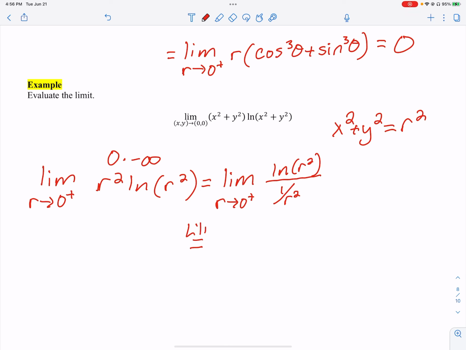Now, I can use L'Hopital. The limit stays. I haven't taken that. Please do not drop it. I will count off. We do get a chain rule for this. So it's going to be 1 over r squared times 2r. Right? That is the chain rule. 1 over r squared is the derivative of ln of something. Then I took the derivative of r squared, which is 2r. The bottom becomes negative 2 over r to the third.